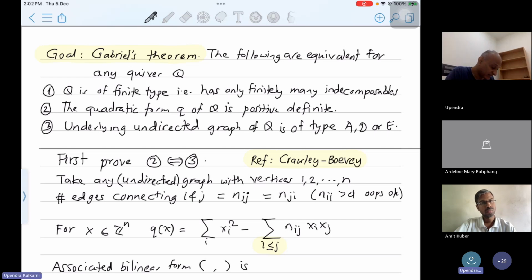And then the claim is that this is equivalent to the quadratic form of the quiver being positive definite, which I have recalled below, and which is really the same as the underlying undirected graph of Q being of type A, D, or E. And I wrote down those pictures yesterday. So this is going to be our goal, which we will almost reach by the end of today, or rather, we will be able to grapple with a large part of it by the end of today.